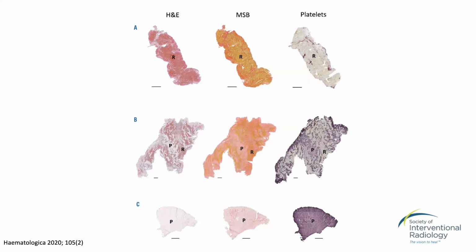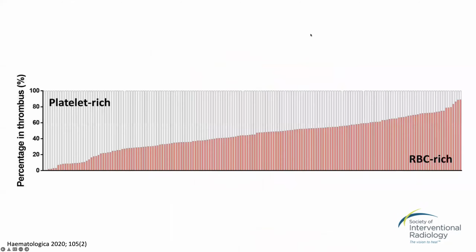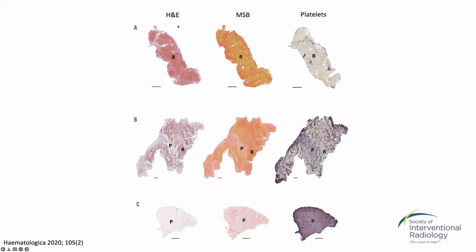This is just staining here from the same paper. You can see, let me move this over, H&E stain, MSB stain, and a platelet stain. So there are certain thrombi that are rich in RBCs. The H&E shows that this one is rich in RBCs, where there are minimal platelets here. The one that's stained with platelets here, you can see that there are a lot of platelets in this one. And then in between here there's a composition of RBCs and platelets.